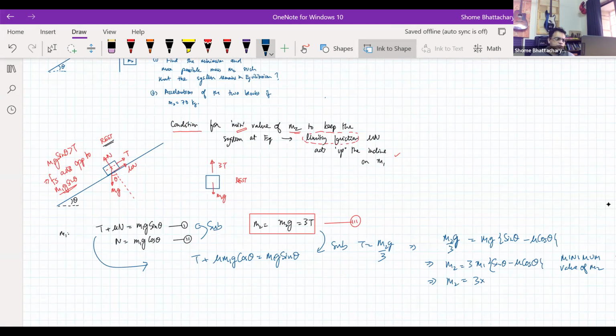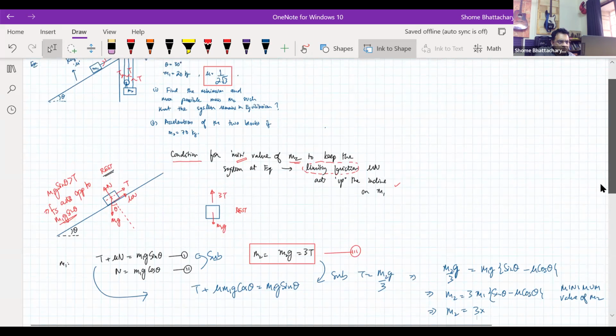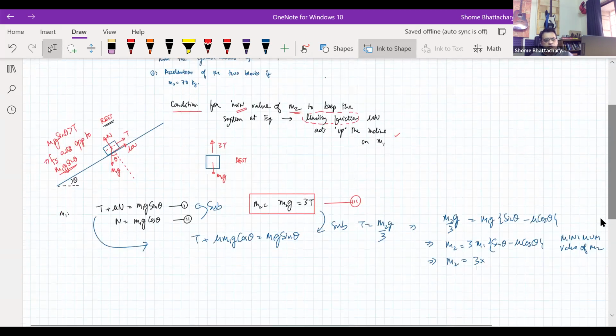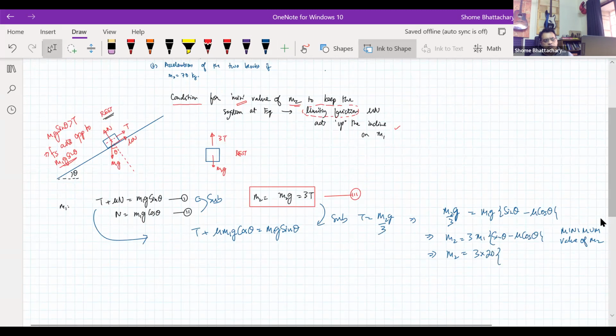Anyhow, so the mass of this block is how much now? It's 20 kg, isn't it? Yeah, so 20, theta is 30, and mu I have taken as 1 by 2 root 3. So sine 30 minus 1 by 2 root 3 times cos 30.